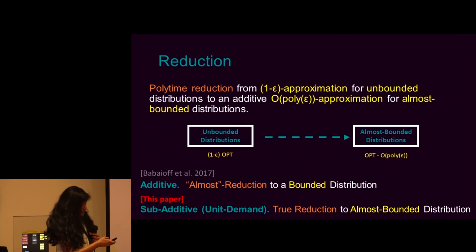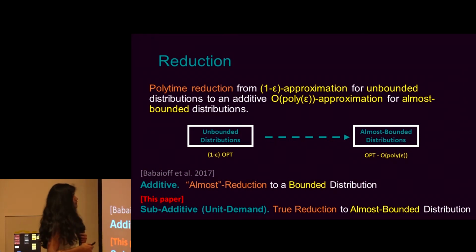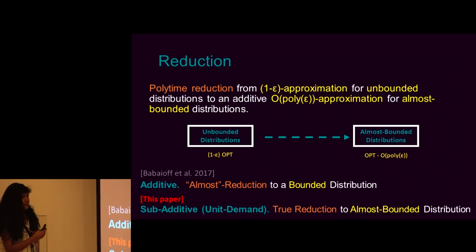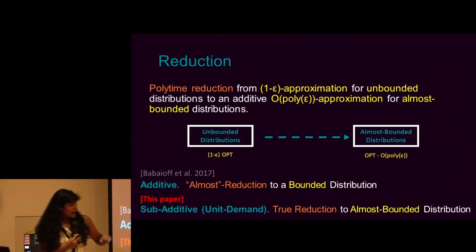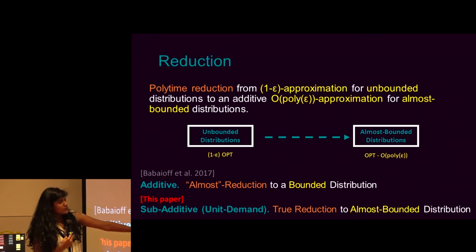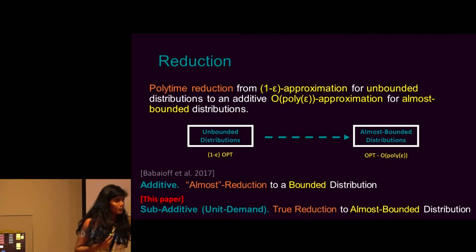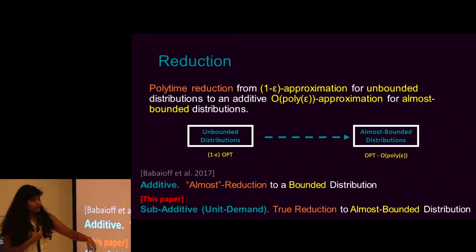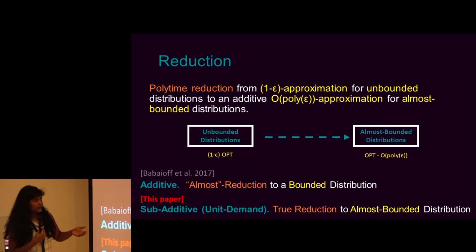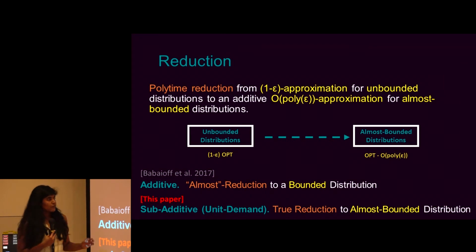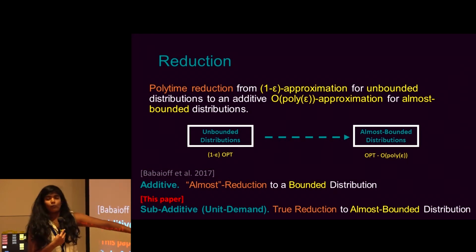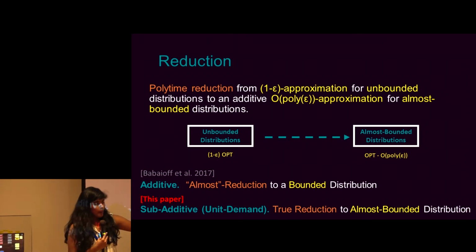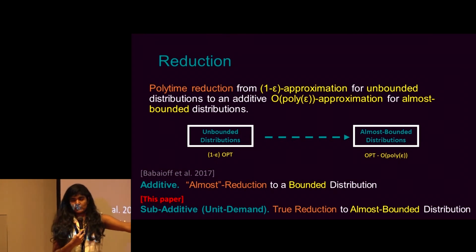This is really important, and something like this has been done before by Babaioff et al. They showed for additive bidders that they get an almost reduction to a truly bounded distribution. And we extend this in multiple ways. One, we do some quantitative improvements, which, let's not get into that. But more importantly, we give a true black box reduction, but to almost bounded distributions.